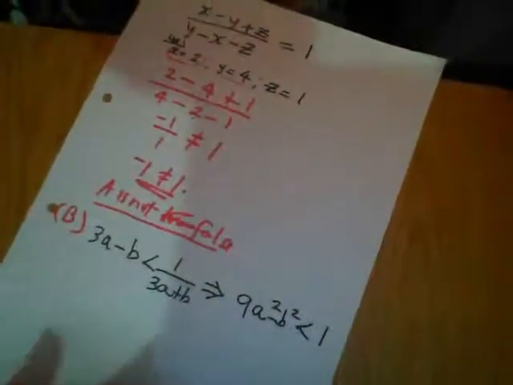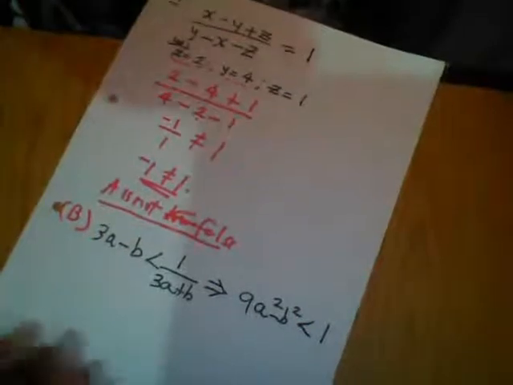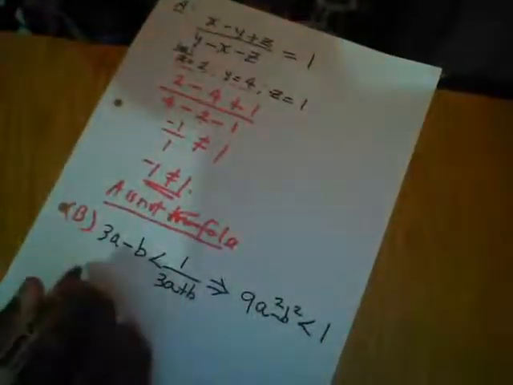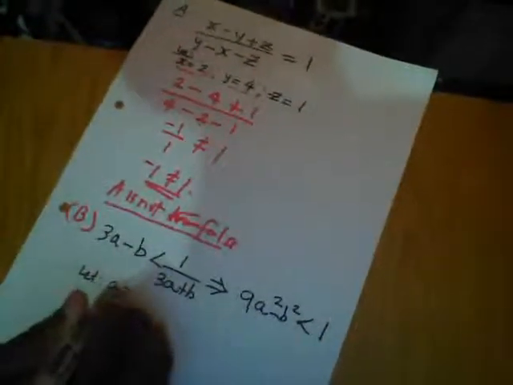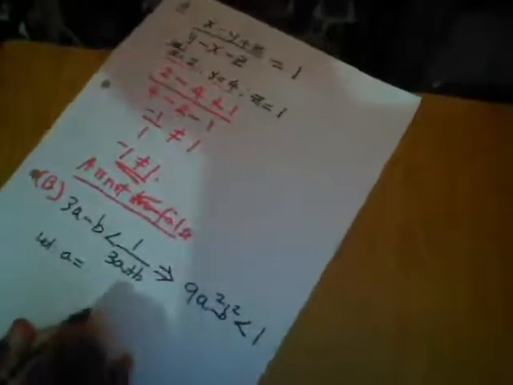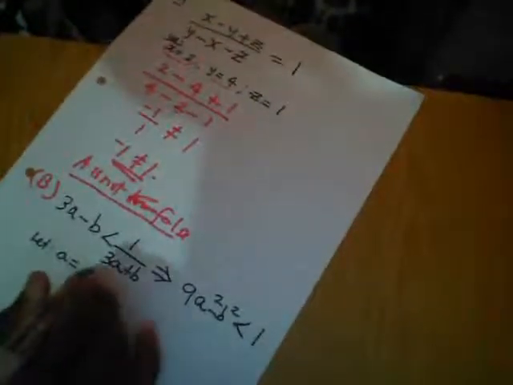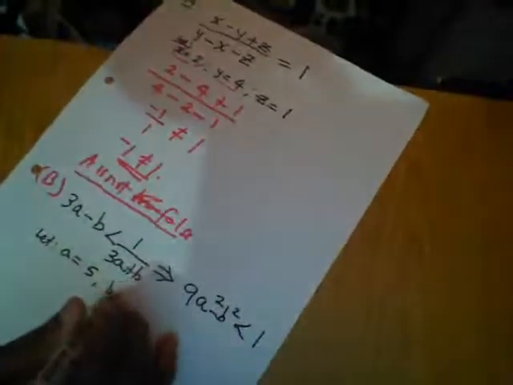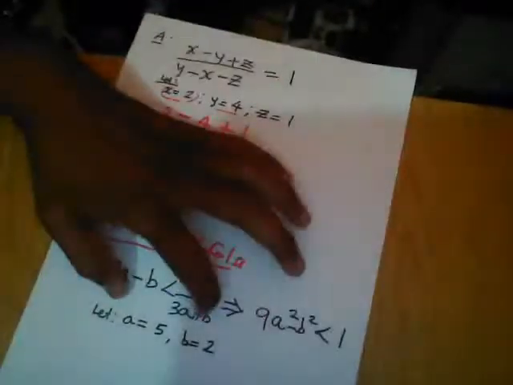There are a lot of ways you can do this, like the difference of two squares, but let's play the same game. So I'm going to let a equal 5 and b equal 2. I'm going to start with the first part here.